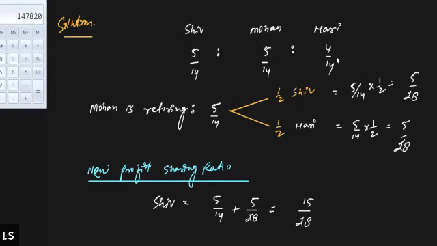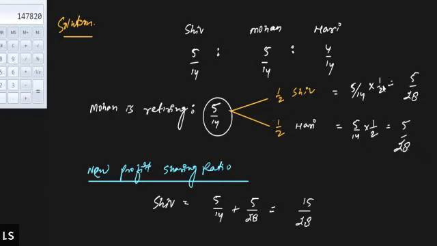And now the question is saying that Mohan is retiring from the business. So Mohan's share was 5 by 14, and this will be shared between the remaining partners in the equal ratio. That means Shiv is going to get half of the share and Hari will be getting half of it. So 5 by 14 into 1 by 2 and 5 by 14 into 1 by 2 distributed between Shiv and Hari. We are distributing the share in the equal ratio between Shiv and Hari, therefore multiplying 1 by 2 for Shiv as well as Hari. Tell me if it is clear or not. Yes, sir. It's clear.